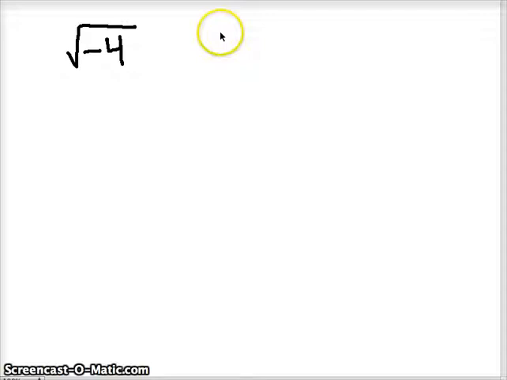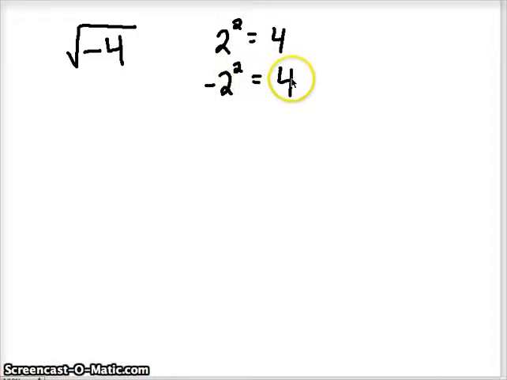So there are really not any real answers when we're talking about real numbers. Square root of 4 is 2, right? And if we square that, we get positive 4. If we square -2, we still get positive 4. So we can't square a number and get a negative number. So how do we take the square root of a negative number?